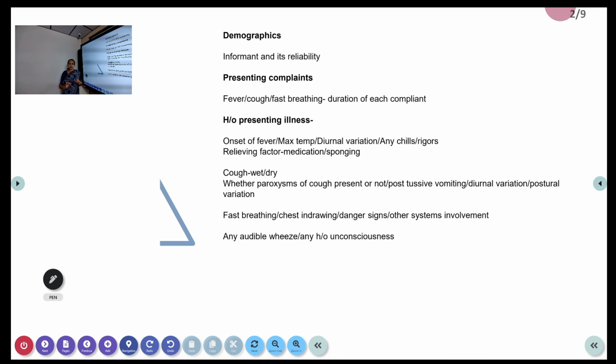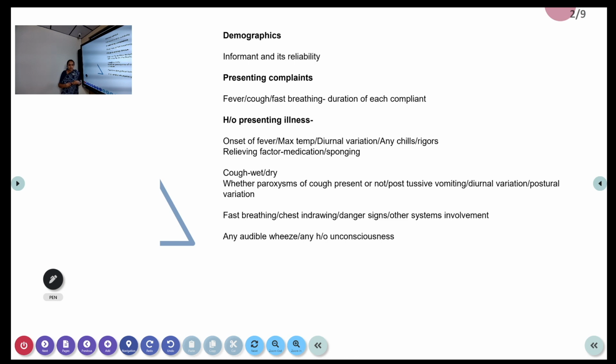Classically, diurnal variation or evening rise of temperature is described with tuberculosis, but you will get diurnal variation of fever in many other conditions also. So you ask about diurnal variation. Then chills and rigors. Fever with chills and rigors is characteristically found in older children. Infants usually don't have chills and rigors, but older children who have a urinary tract infection or pneumonia or pus collection somewhere in the body, like abscess formation, sometimes cholecystitis, conditions like that, then malaria, there will be chills and rigors. So ask about the history of chills and rigors.